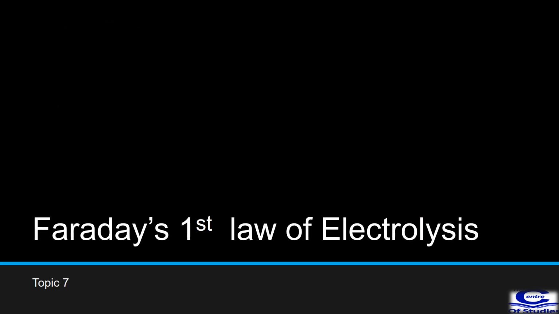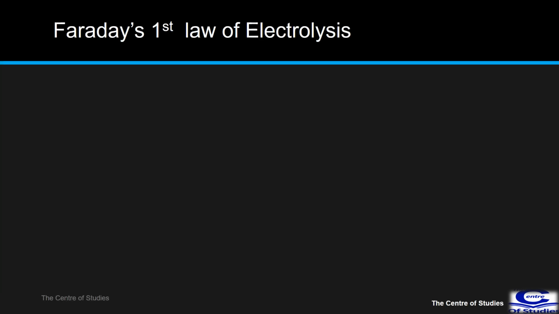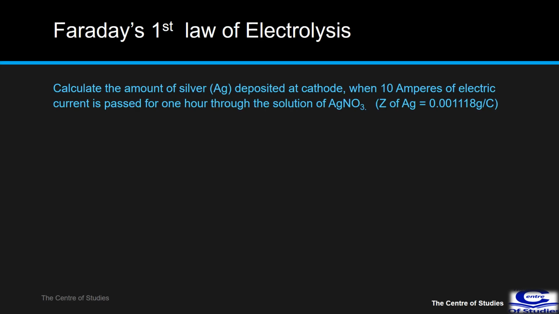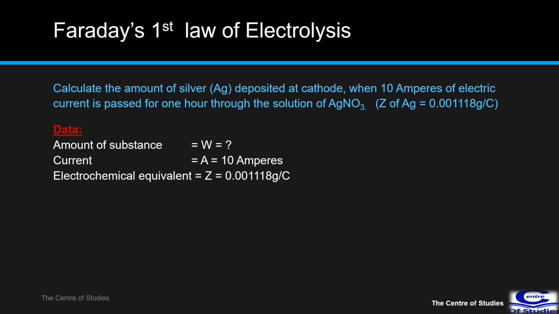Now the next topic is Faraday's first law of electrolysis. Calculate the amount of silver deposited at the cathode when 10 amperes of electric current is passed for 1 hour through a solution of silver nitrate. The electrochemical equivalent of silver will be given. Now the data. We have to find out the amount of substance, represented by W. The current, which is represented by A, is 10 ampere. Electrochemical equivalent Z is given. The time, which is given in hours, must be converted to seconds. So 1 hour is equal to 3600 seconds.